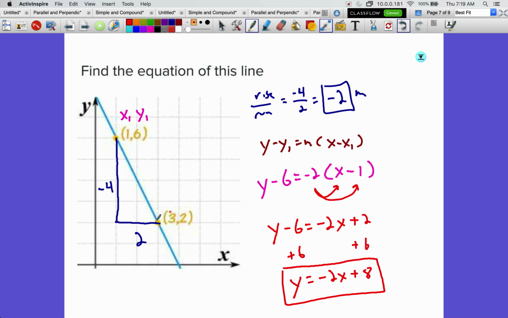And you can try it again with this point. We should get that same equation, or just plug these points into this equation, see if it balances. Negative 2 times 3 is a negative 6, plus 8 is a 2. We put a 2 on the other side, so 2 equals 2. That's a good way to double check. So we'll double check it. Double checked with that point.